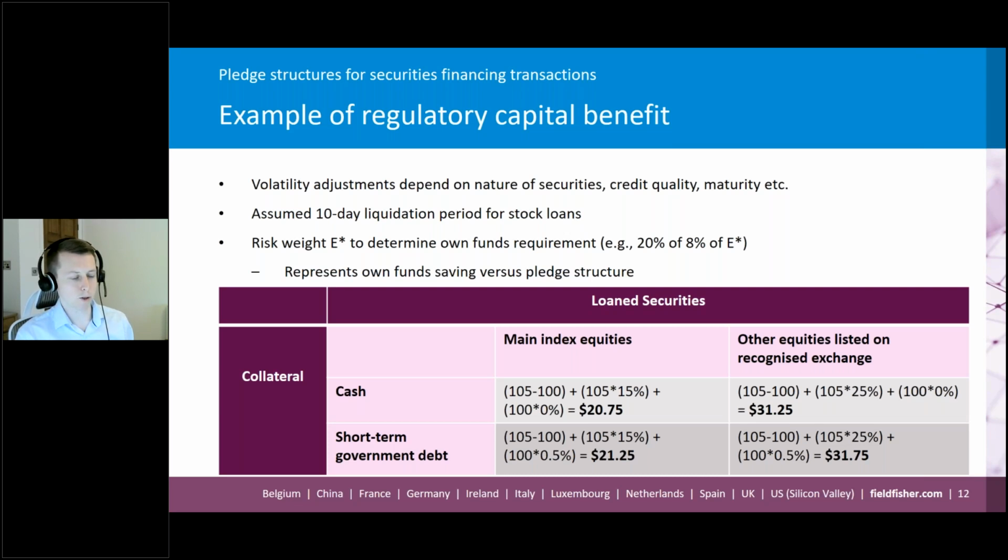The table at the bottom of the slide effectively illustrates what the adjusted exposure amount would be for different combinations, for instance, if you were lending main index equities versus other equities, and where you have cash versus short-term government debt as the collateral. You can see that the exposure values can be as much as $31.75, or as small as $20.75. The risk-weighted version of that exposure is then how much own funds you would not have to hold with respect to the pledge equivalent of that stock loan. Okay, next slide, please.